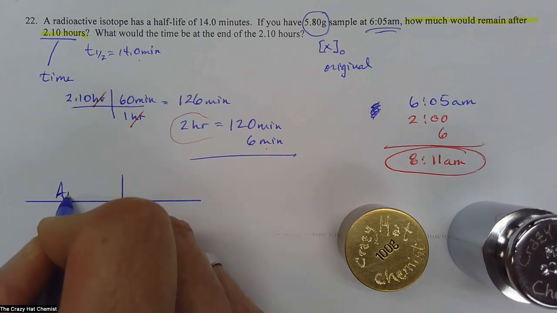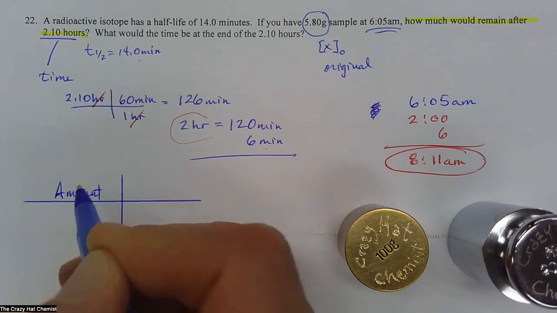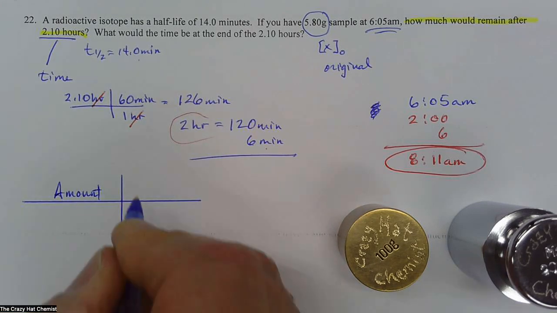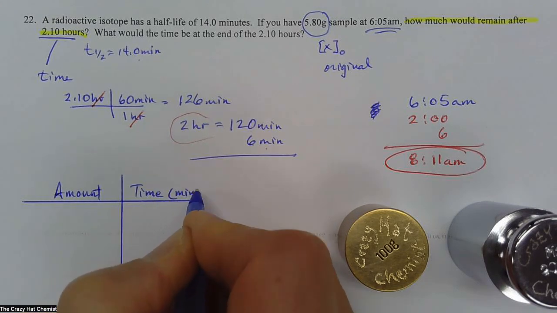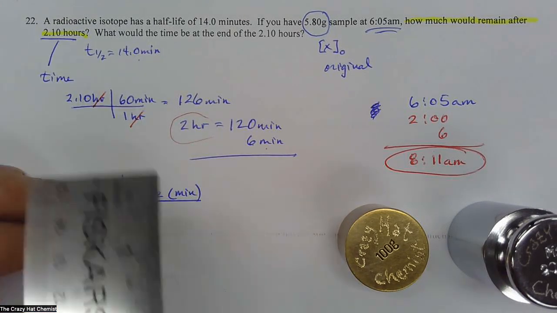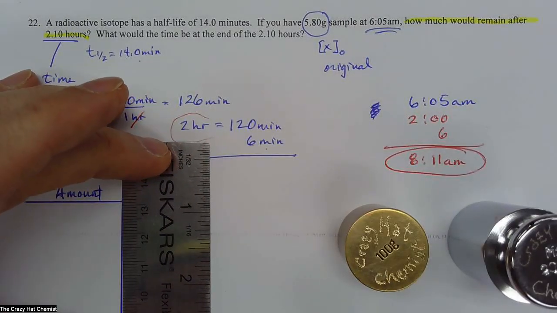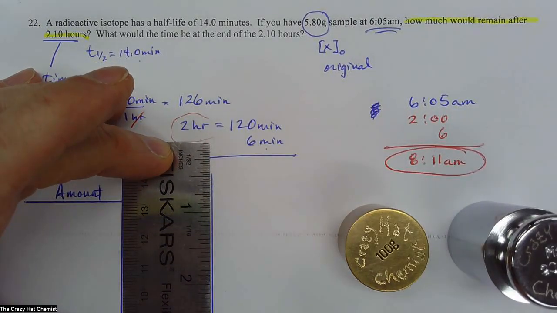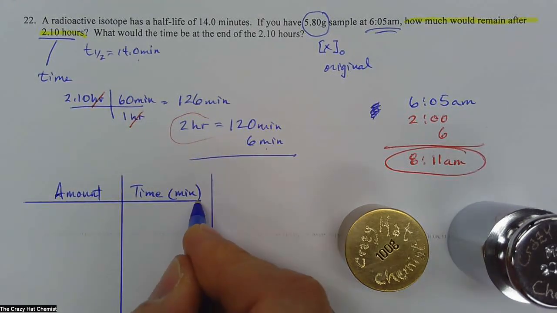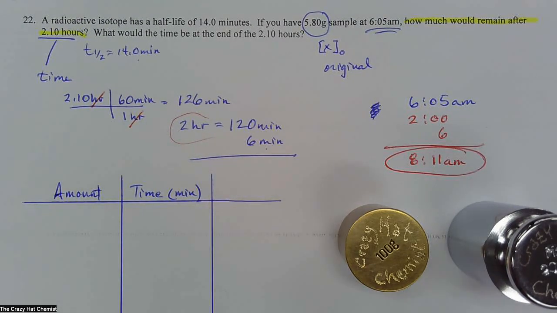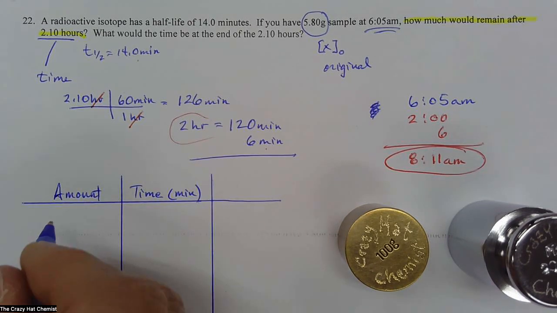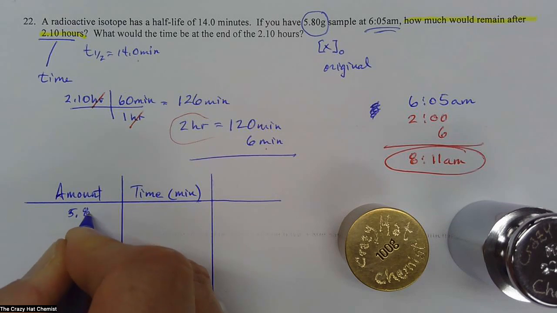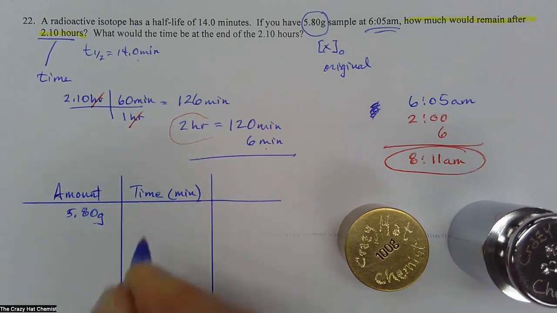So we have an amount, and then we have the time. And this time is in minutes. I'm going to leave another column over here because later on in this, we are going to do one other thing, and that will be for the next question, which is actually related to this one. So what do we have to begin with? 5.80 grams. And this is at time 0.